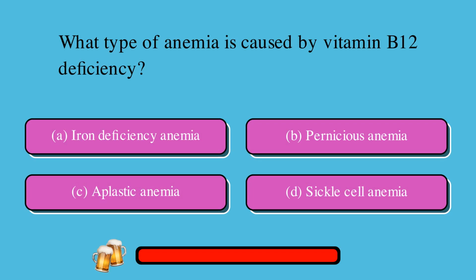What type of anemia is caused by vitamin B12 deficiency? A. Iron deficiency anemia, B. Pernicious anemia, C. Aplastic anemia, or D. Sickle cell anemia? The correct answer is B. Pernicious anemia.